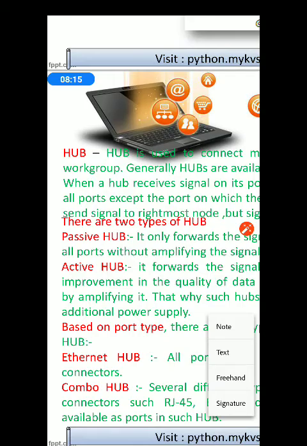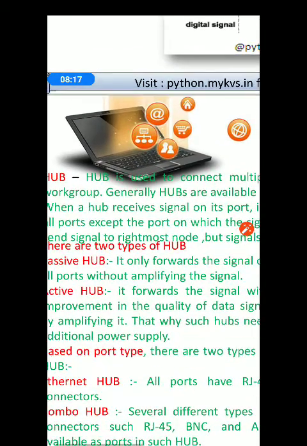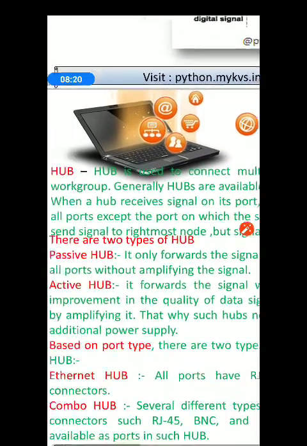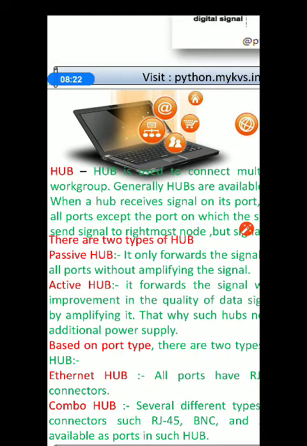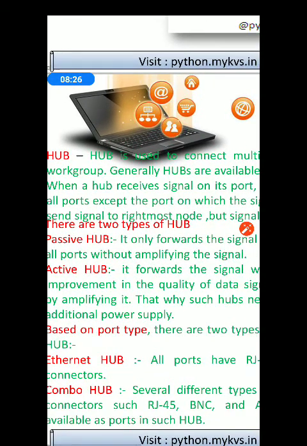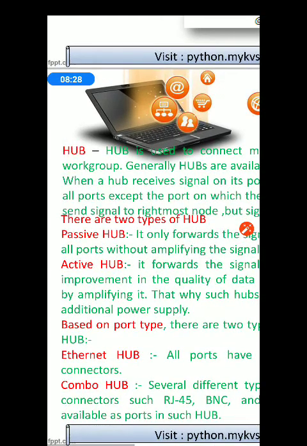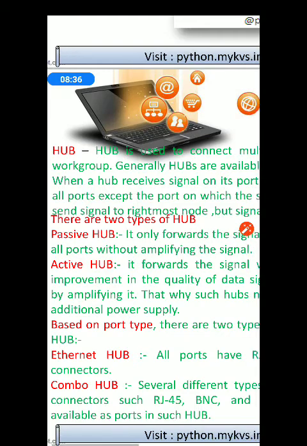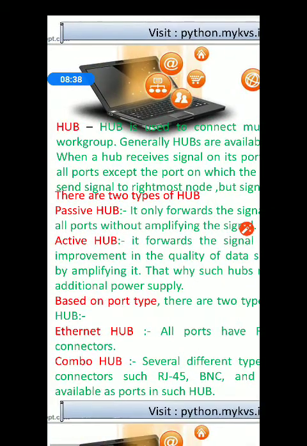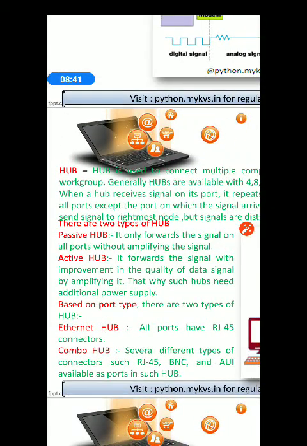Passive hub and active hub. What is the difference between these two? A passive hub only forwards the signal to all the ports without amplifying the signal, whereas an active hub forwards the signal as well as considers the quality of the data signal, so it will first amplify and then forward. So these are two types of hub.